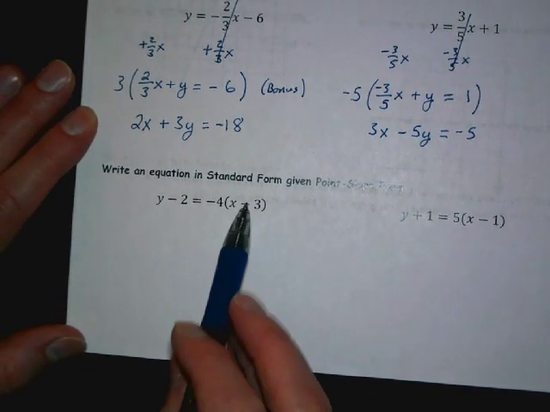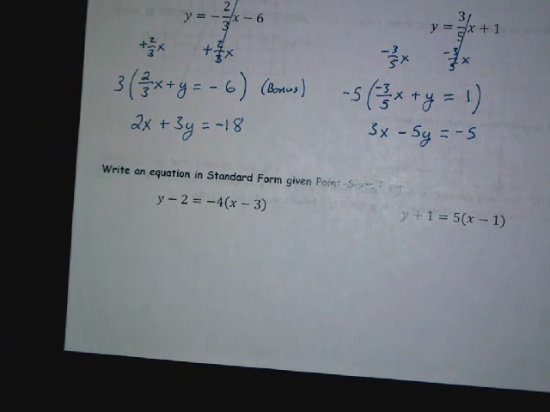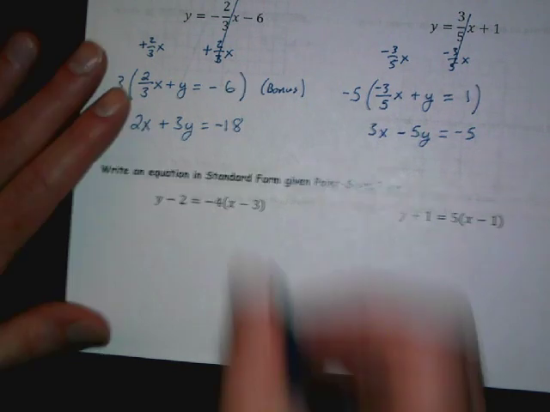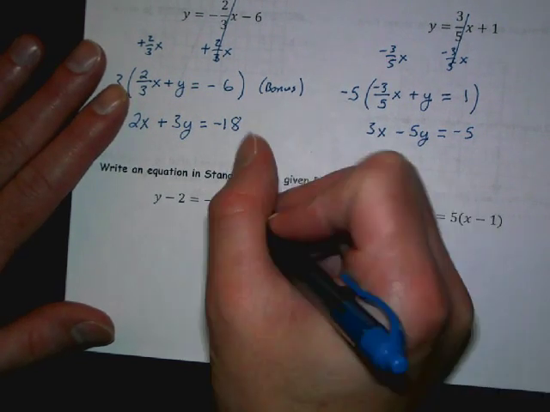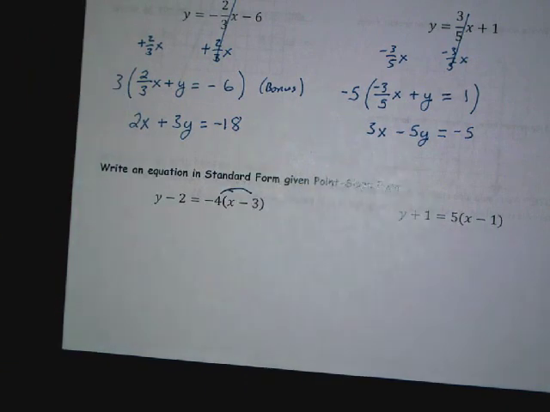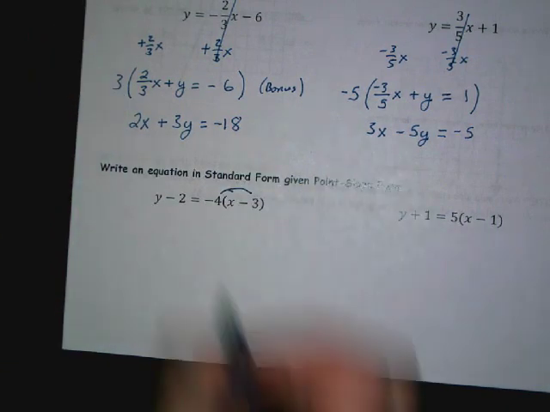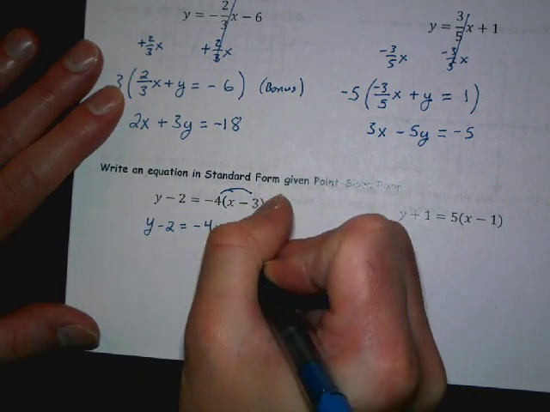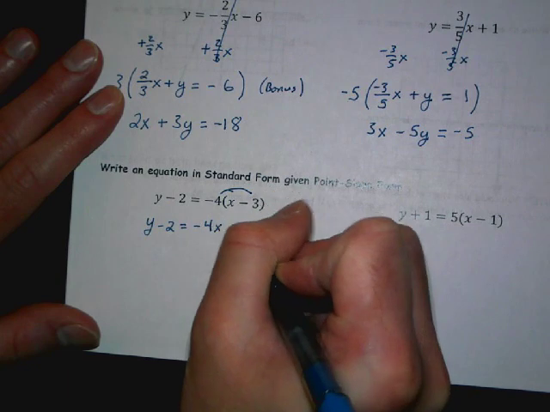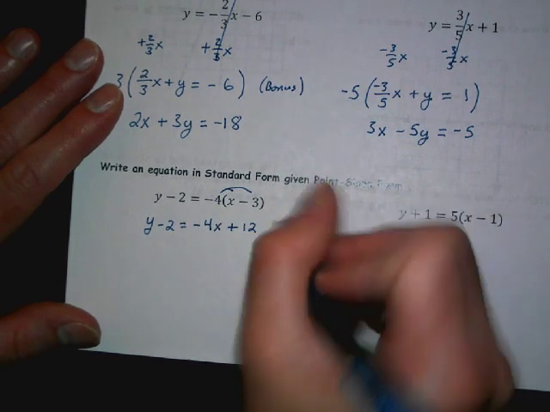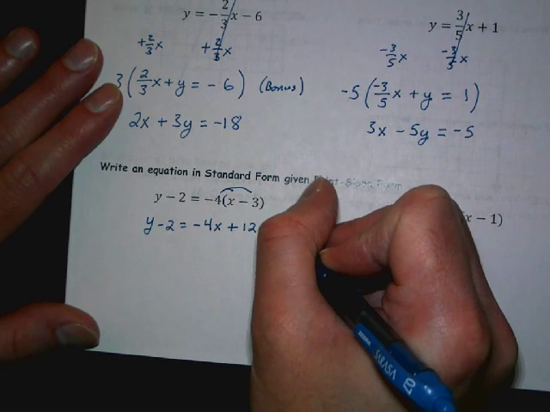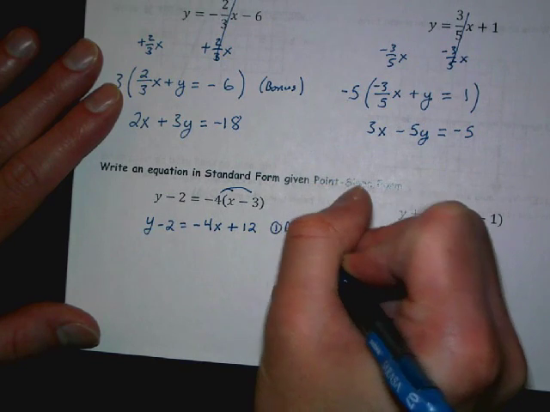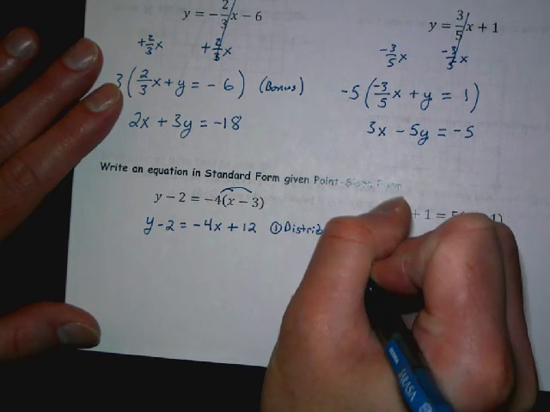Okay, the next group, we're going to be taking point slope and changing it to standard. So from here, we got a couple steps we got to do. The first one, kind of like when we were putting it in slope-intercept form, is you have to distribute. So we're going to distribute that negative 4. So negative 4x, and then negative 4 times negative 3 is plus 12. So I'm going to write out here what the steps were. First one was distribute.